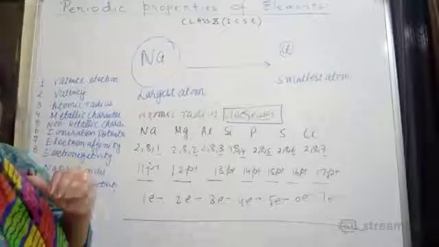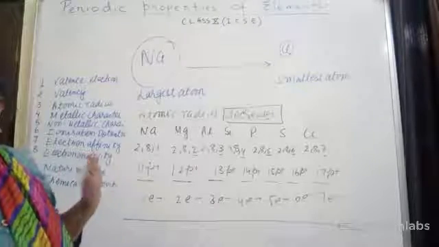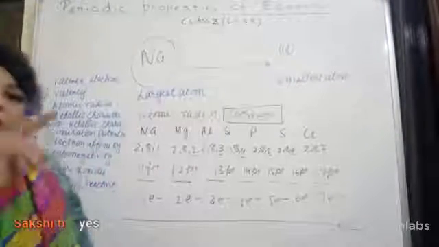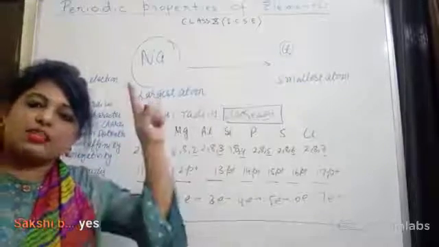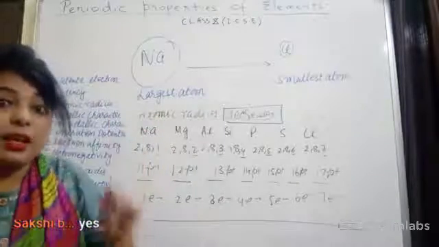One is the number of shells, which can affect the atomic radius. If the number of shells is more, it means the radius will increase. This is directly proportional, you can say. The number of shells is directly proportional to the atomic radius. If the number of shells increases, the atomic radius will increase. If the number of shells decreases, the atomic radius will decrease.